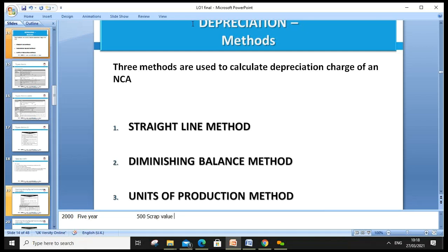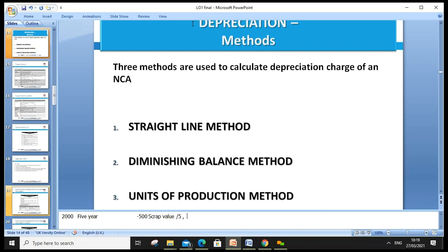So now we need to do 2000 minus 500, and then we need to divide by 5. That means the asset is reduced gradually over its useful life. Yes, but in the straight line method, every year the depreciation will be the same.